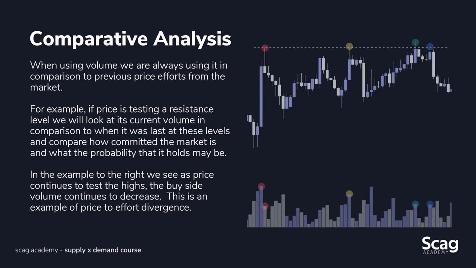So for example, we have this chart example on the right side. If price is testing a resistance level, we will look at its current volume in comparison to when it was last at these levels and compare how committed the market is, what the probability that it holds may be. All right, so in the example to the right, we see as price continues to test the same highs, the buy side volume continues to decrease, and this is what we call an example of price effort divergence.